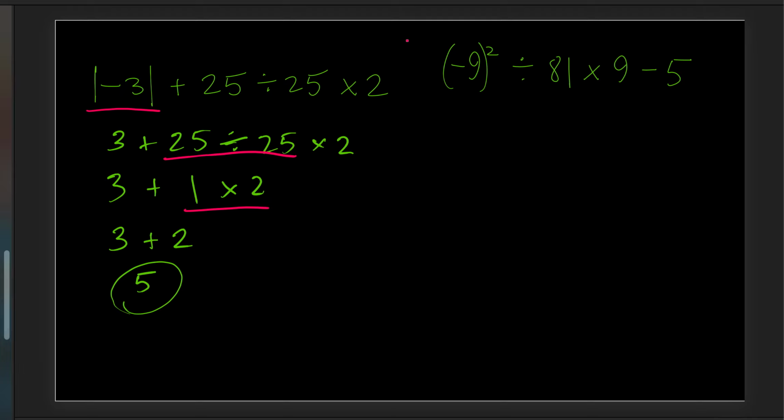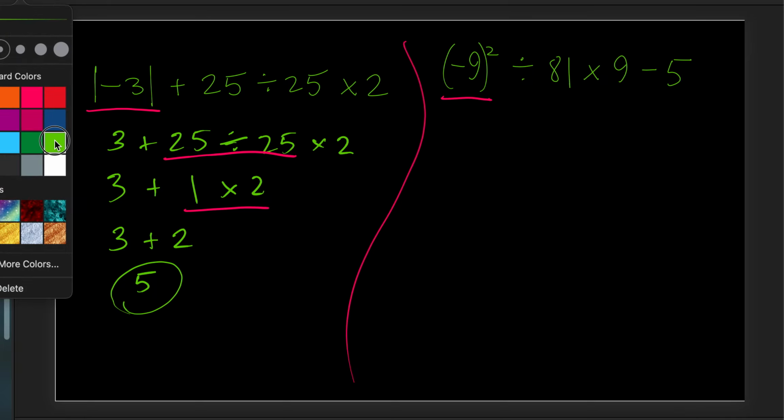Now we have negative 9 squared divided by 81 times 9 minus 5. Remember, if you're using Blackboard as your classroom, blow up the screen and make sure you see what those signs are. They're hard to see, these two, especially division versus subtraction. A lot of students think this is subtraction. So what do we do first? Let's see, do we have parentheses? No, but we do have exponents. So I have to do that first.